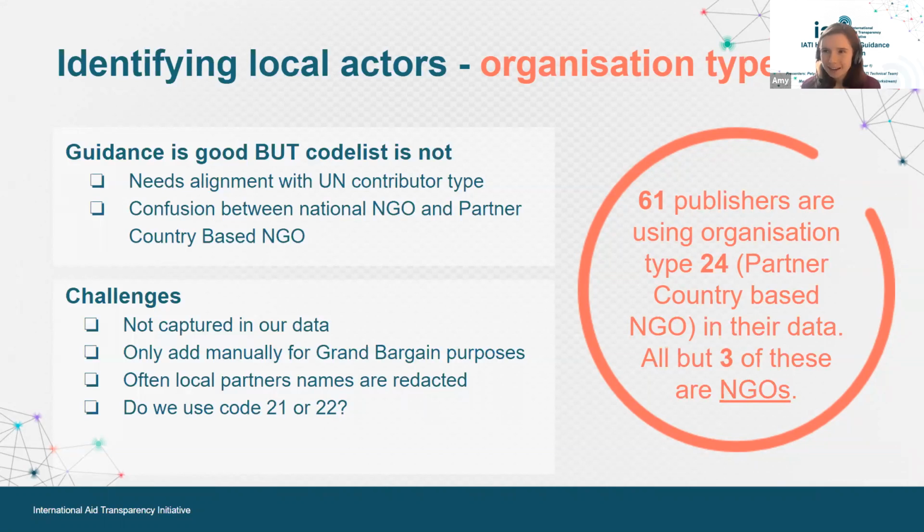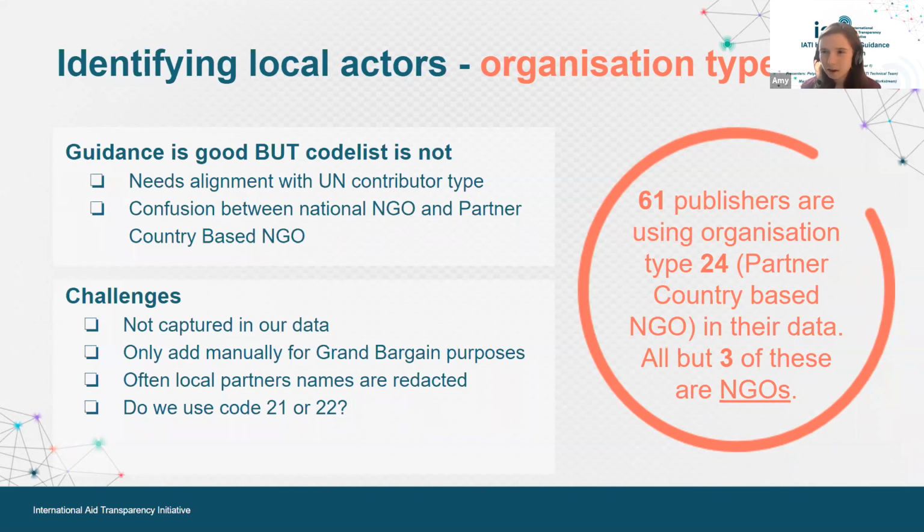So comments back is that actually we need to find a mapping, not only between the DAC codes and the Grand Bargain codes, but also between our IATI code list and the UN contributor types, certainly for the UN agencies. And there is also a confusion between what is a national NGO and what is a partner country based NGO. And this is something that we'd like to be able to pick out with you in the discussion coming up at the end.